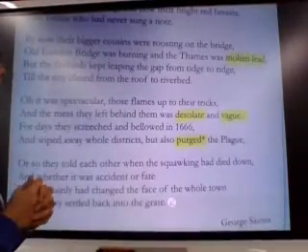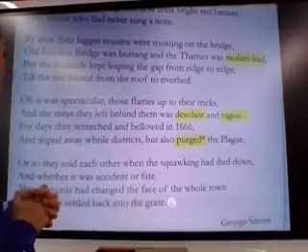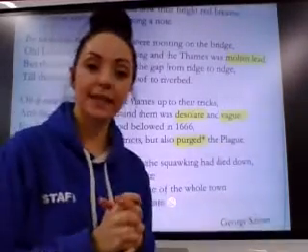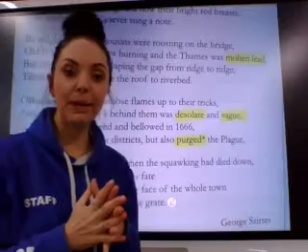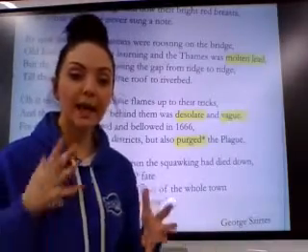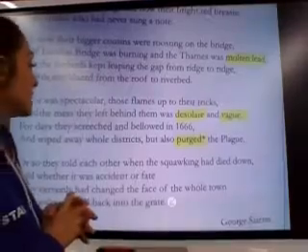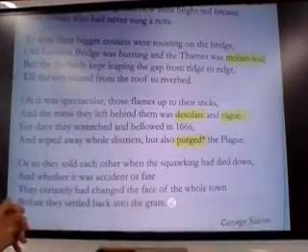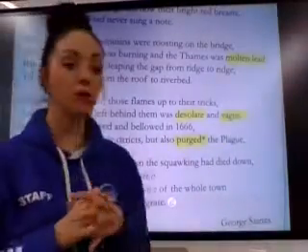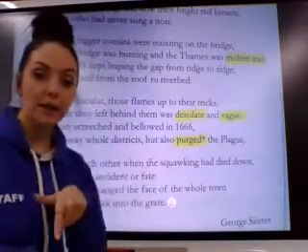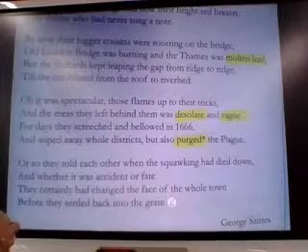Oh, it was spectacular, those flames up to their tricks, and the mess they left behind them was desolate and vague. So it's like it's been abandoned. There's nobody there. There's nothing left. For days they screeched and bellowed in 1666 and wiped away whole districts, but also purged the plague. Now we've got another asterisk there, so go down the bottom and have a look what purged means.